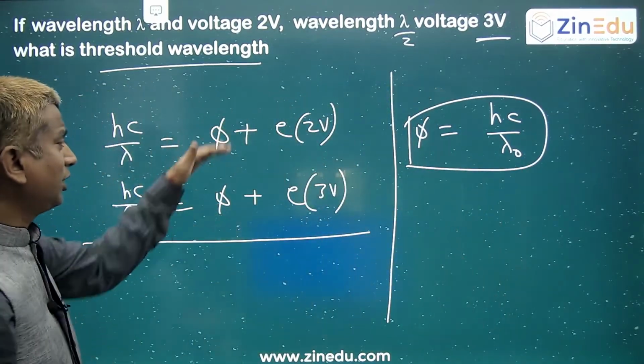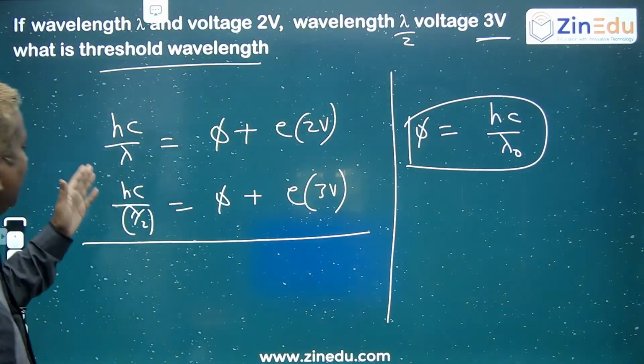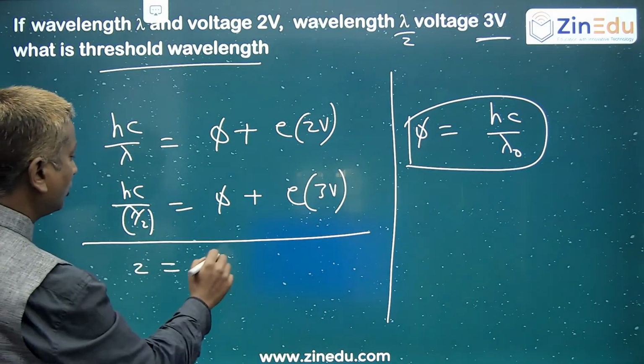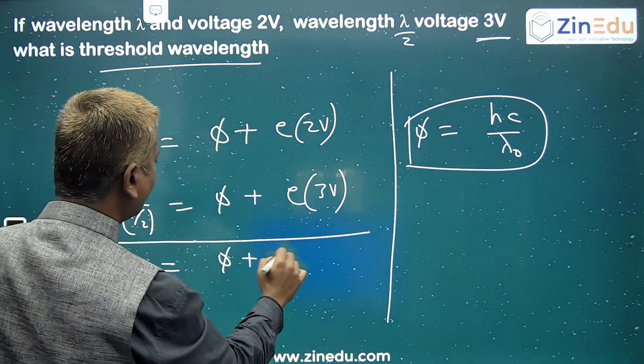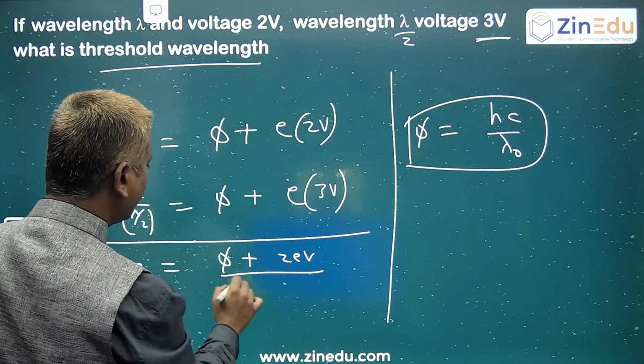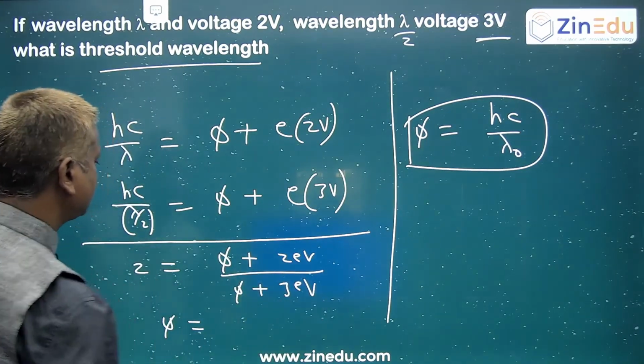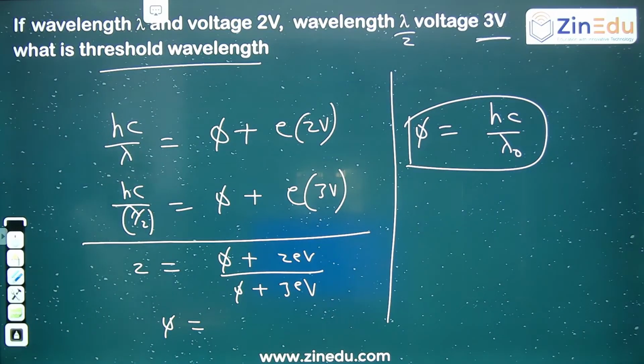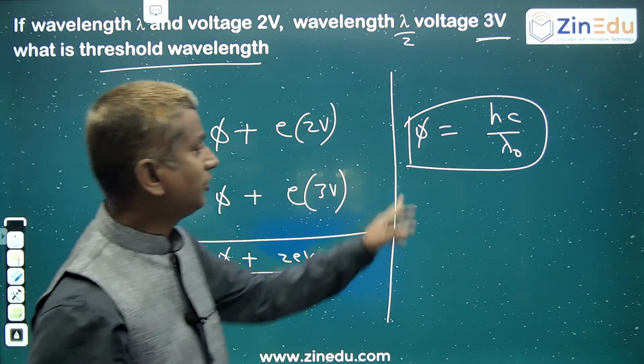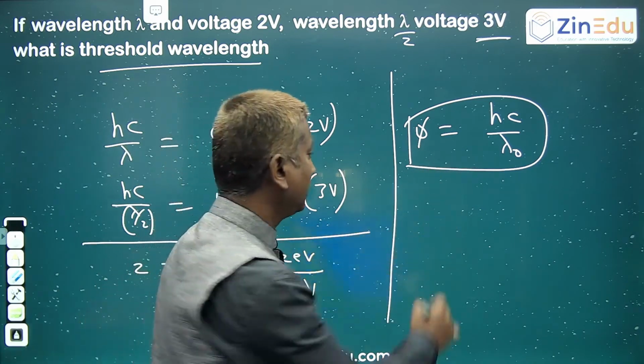These two equations, you can divide these two. You will get 5 plus 2 electron volts over 5 plus 3 electron volts. So you will get the 5 value. After substituting the 5 value over here, you will get the lambda naught.